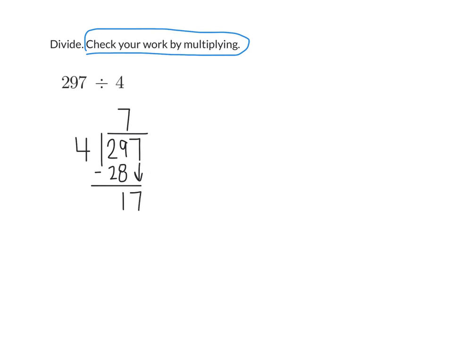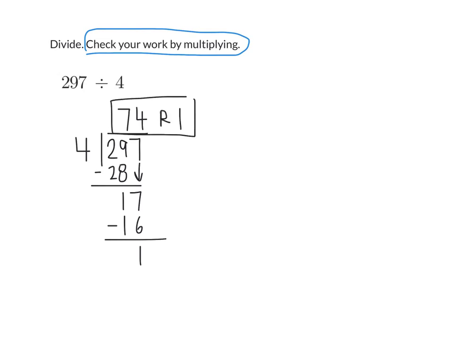Now I have 17 ones, which means Dad gets to divide 17 into 4 groups. If I have 17 and I want to divide it into 4 groups, how many can I put into each group, everyone? 4. 4 ones. Very good. How can I find out how much I used up altogether? I can do 4 times 4, which is? 16. Good. And I can find out how much I have left, which is? 1. So my quotient is 74. My remainder is 1.